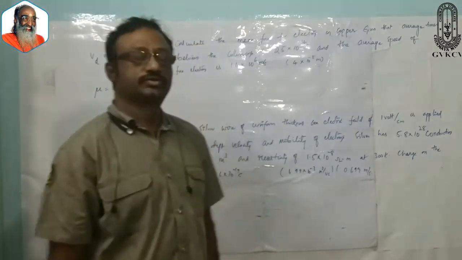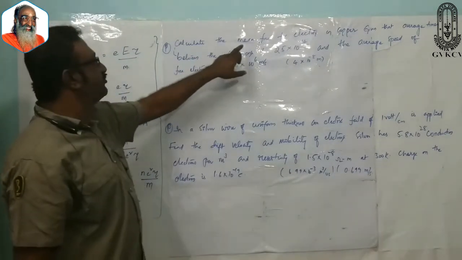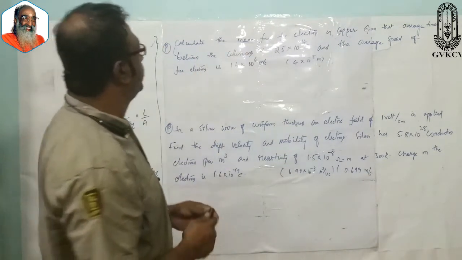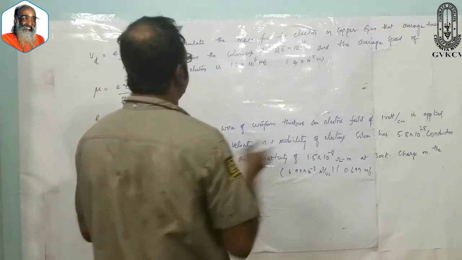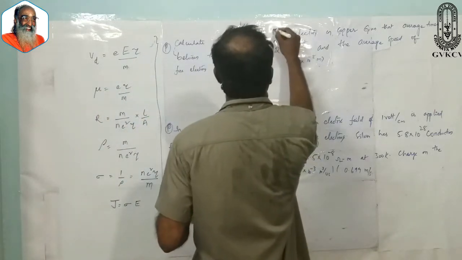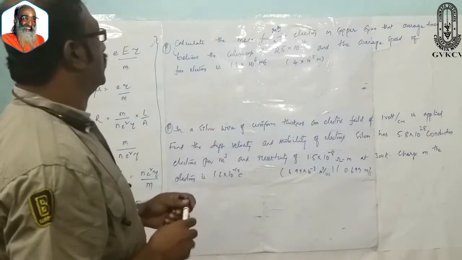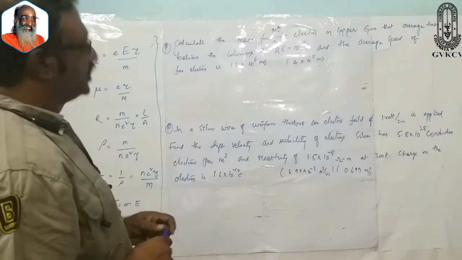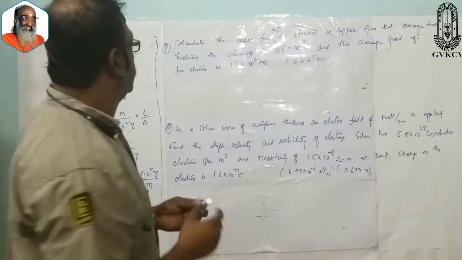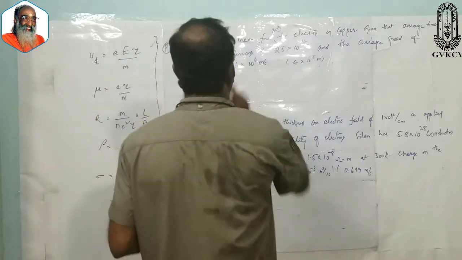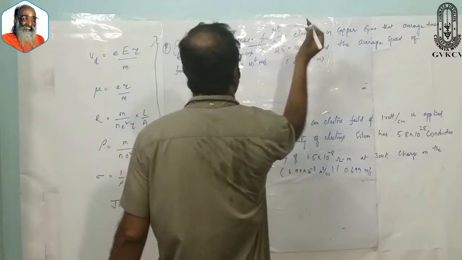And here are two more numericals for you. Here, we have to calculate the mean free path. In copper, the average time between the collisions is 2.5 × 10^-14 seconds, and the average speed of the free electron is given. So we have to find the mean free path.